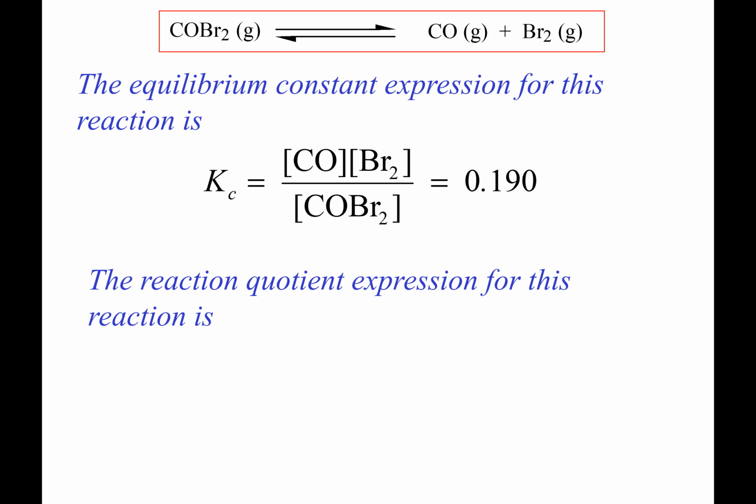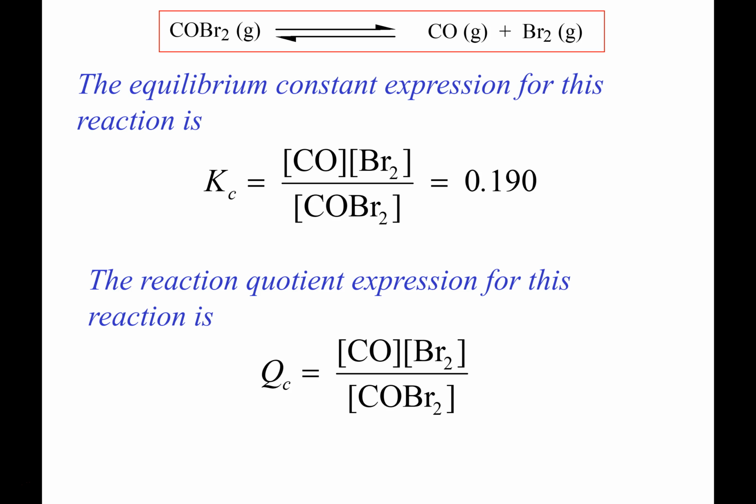The Qc, the reaction quotient expression, takes the same form. The Qc is not necessarily at equilibrium. That's why I call it a snapshot. So the Qc will be the molar concentration of CO times the molar concentration of Br2, the products raised to the first power, that's their stoichiometric coefficient, divided by the molar concentration of the reactant, COBr2, also raised to the first power, because that's its stoichiometric coefficient.